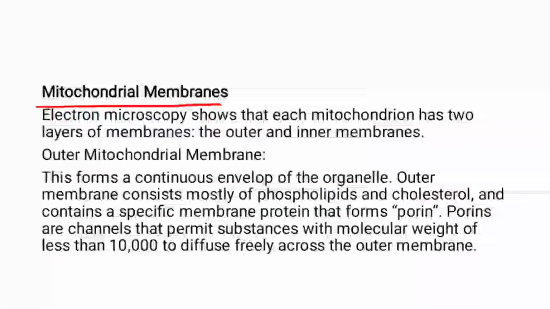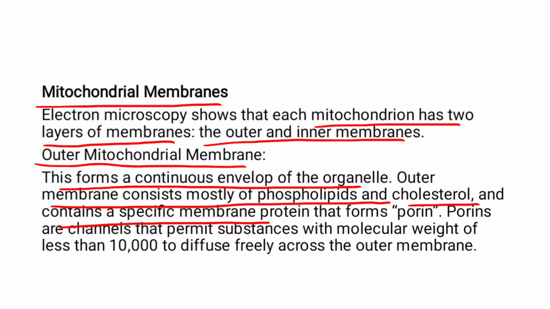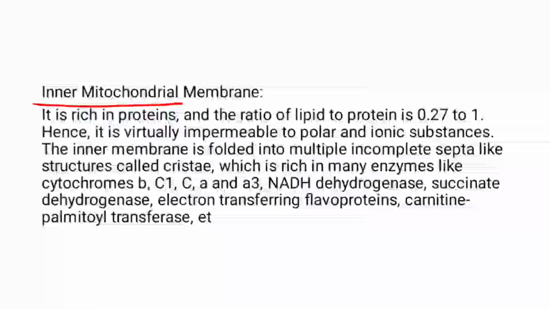Mitochondrial membranes. Electron microscopy shows that each mitochondria has two layers of membranes, the outer and inner membranes. Outer mitochondrial membrane. This forms the continuous envelope of the organelle. The outer membrane consists of mostly phospholipids and cholesterol and contains a specific membrane protein that forms porin. Porins are the channels that permit substances with a molecular weight of less than 10,000 to diffuse freely across the outer membrane.